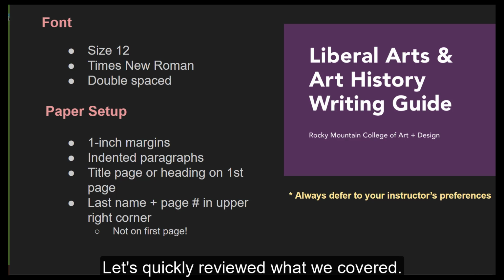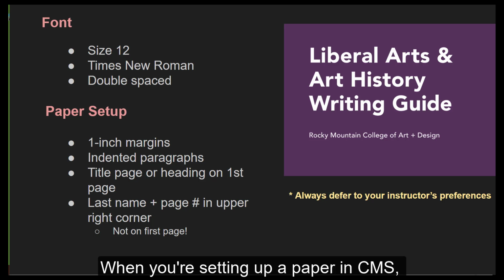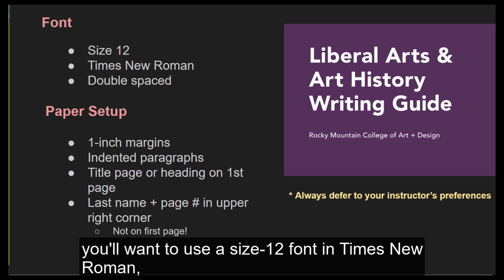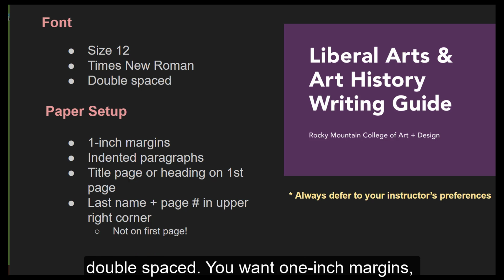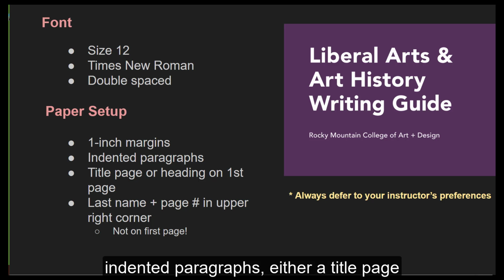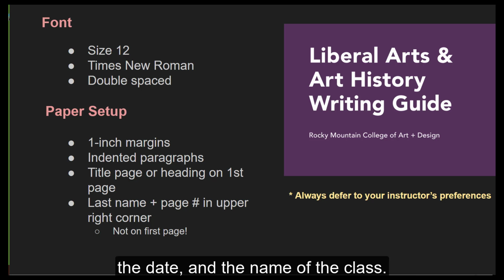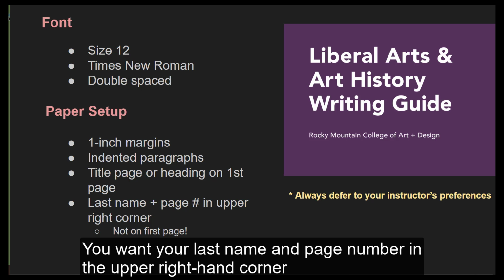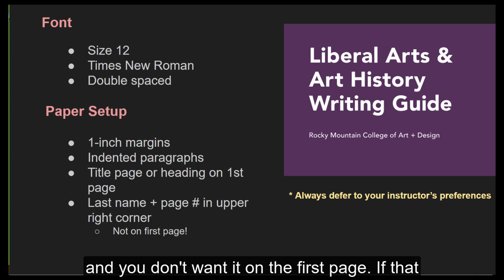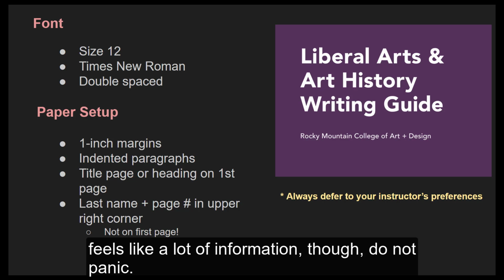Let's quickly review what we covered. When we're setting up a paper in CMS, you'll want to use a size 12 font in Times New Roman, double spaced. You want 1 inch margins, indented paragraphs, either a title page or a heading on the first page that provides your name, the date, and the name of the class. You want your last name and page number in the upper right-hand corner, and you don't want it on the first page.